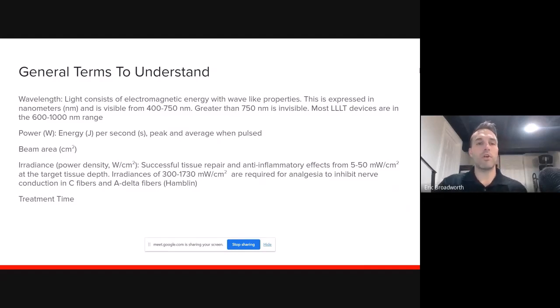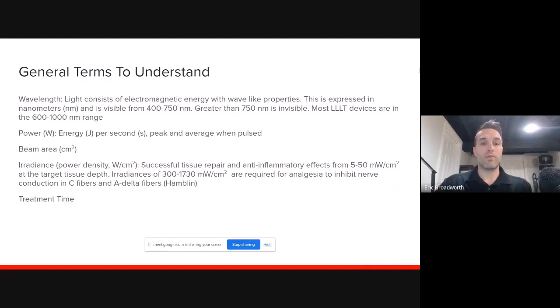Power is a big one to know. Power is measured in watts, which is the energy or joules per second. There's a peak and average when it's pulsed, so if there is a pulsed power. The beam area is measured in centimeters squared. Now, when it comes to the beam area, it's very hard to measure. A lot of the sources that are measuring the beam area, or the centimeters squared, it's not very reliable in a lot of the resources, according to Hamblin again.